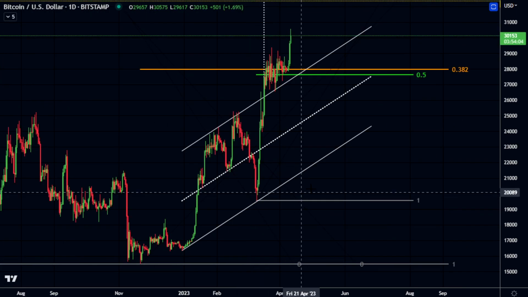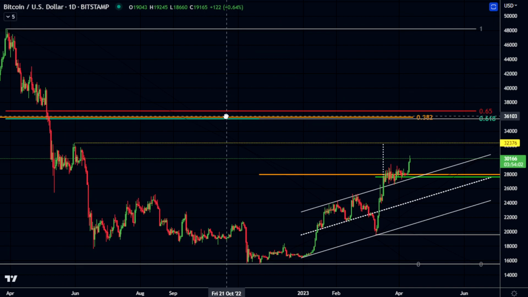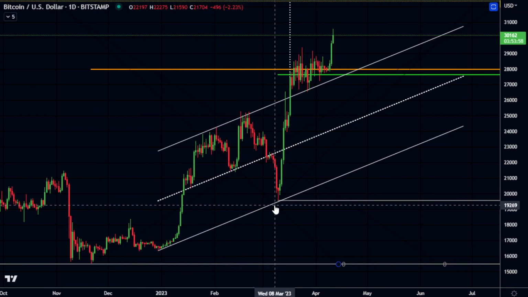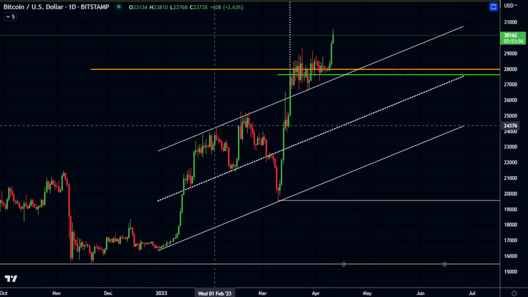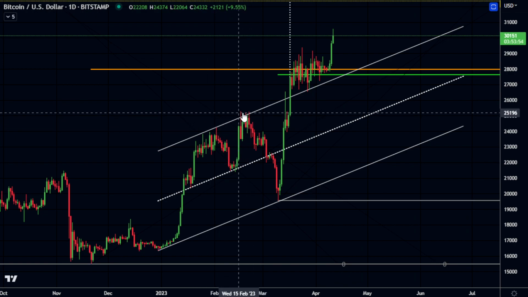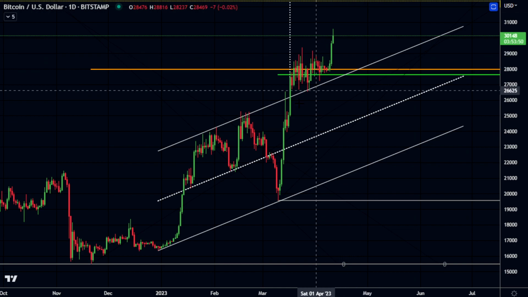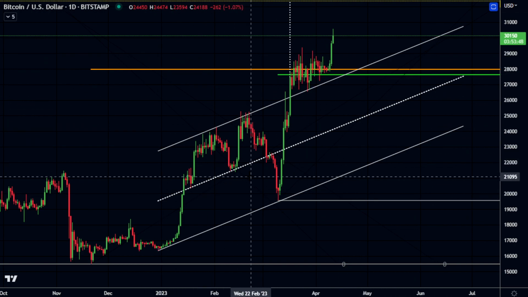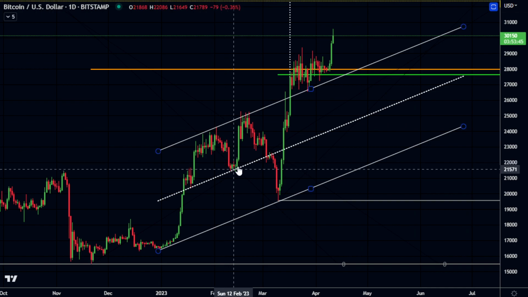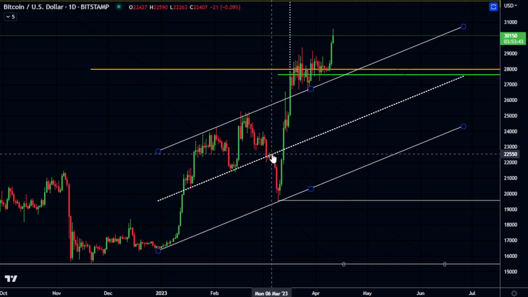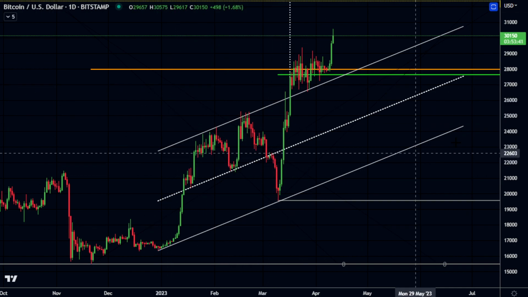And I do think we were in this channel pattern here where we connect both of these lows and also does connect pretty much these highs. We did see it acted as support here on this pullback, and also the midline of this channel did capture these pullbacks here as support and then resistance. So this does seem to be a valid pattern here.